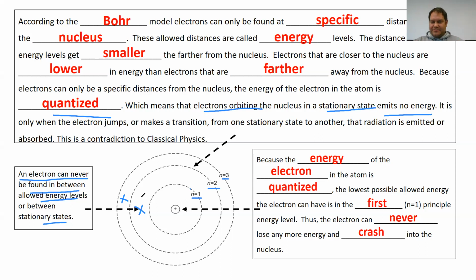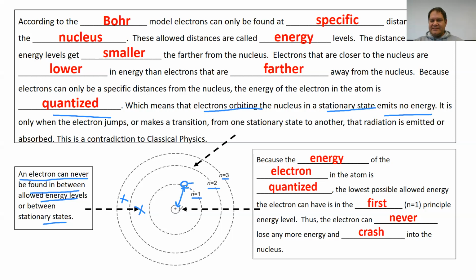Hopefully that makes sense, which also results in the fact that because the energy of the electron in the atom is quantized, the lowest possible allowed energy the electron can have is in the first energy level. So if I put an electron here, this is the lowest amount of energy this electron can have. And therefore, it can never lose energy because it will just stay here, and it cannot begin to spiral and crash into the nucleus, because the electron is not allowed at all to ever be in this area, okay? It's just not allowed. The closest this electron can be to the nucleus is in the first energy level, and that is it.